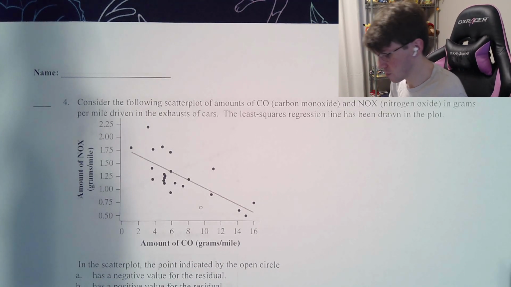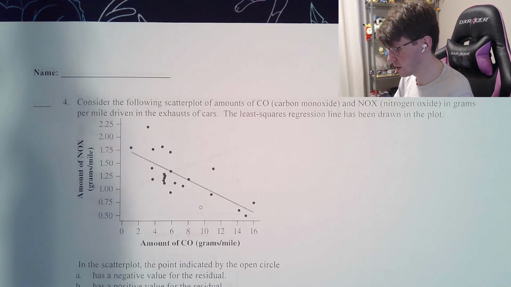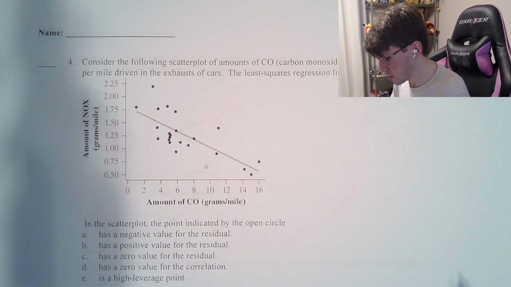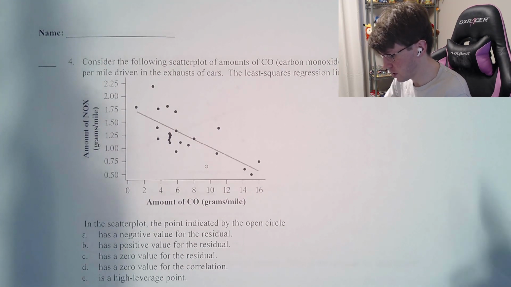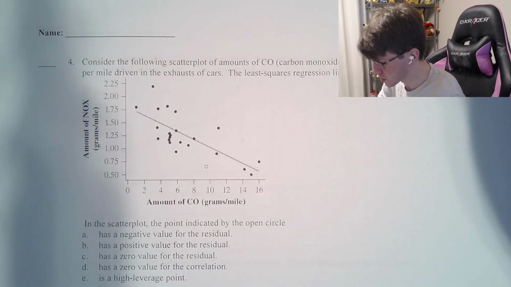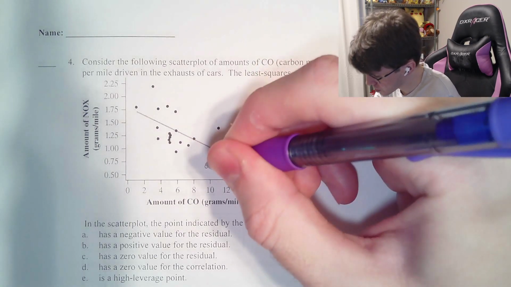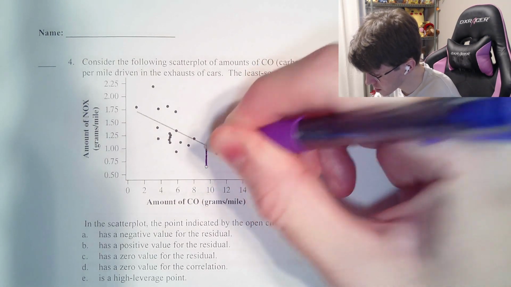Anyways, here we go. Consider the following scatter plot of amounts of carbon monoxide and nitrogen oxide in grams. It's the same exact thing as the last question, right? In the scatter plot, the point indicated by the open circle, that's this one over here. What's going on with it? It looks like we're asking about residuals. So the residual is this length from here to here.